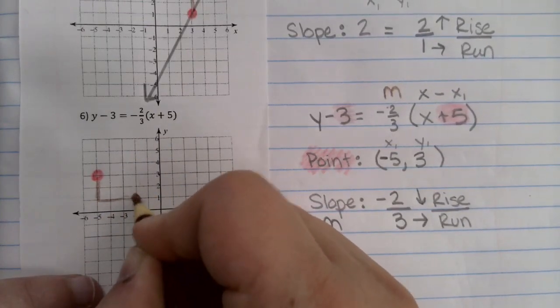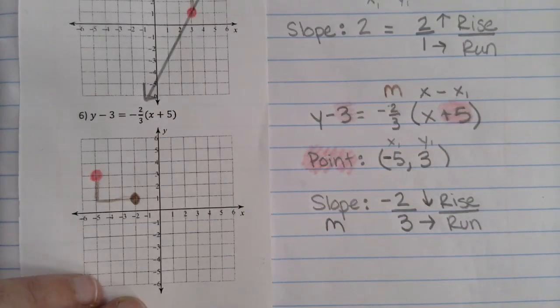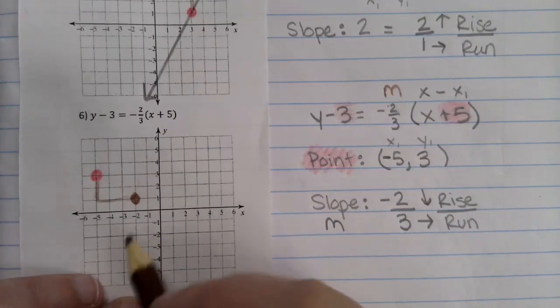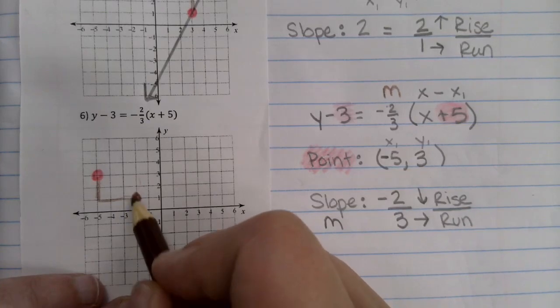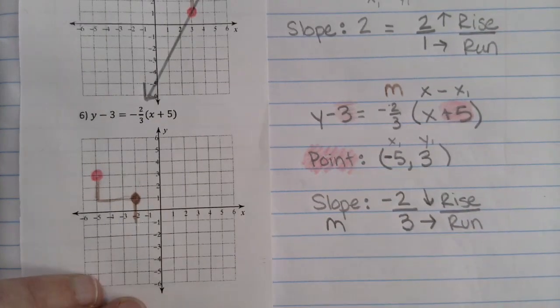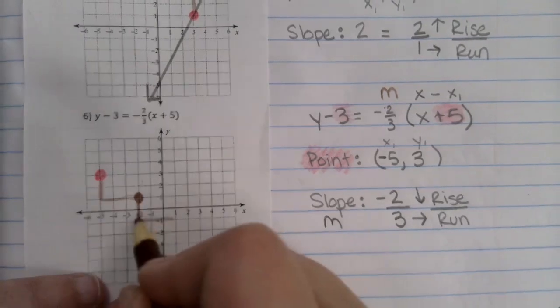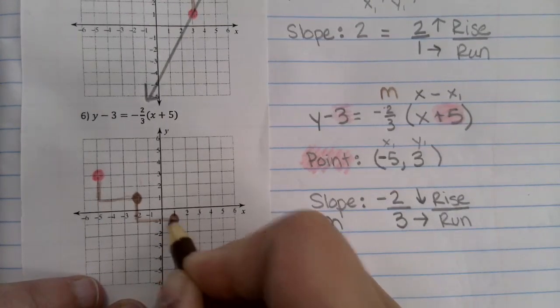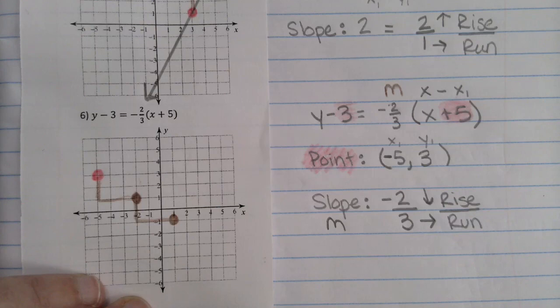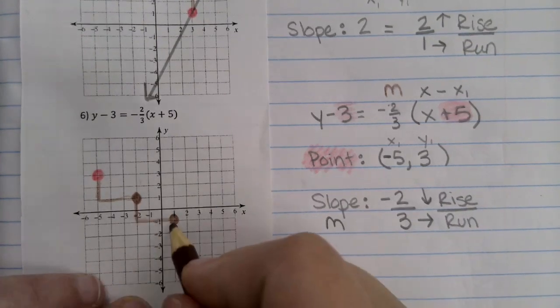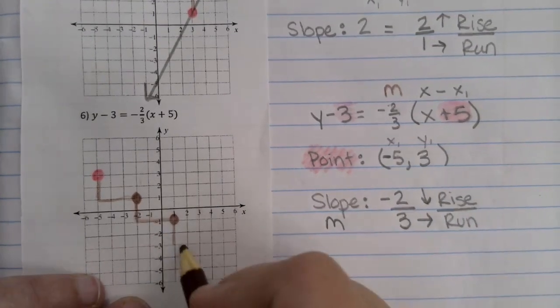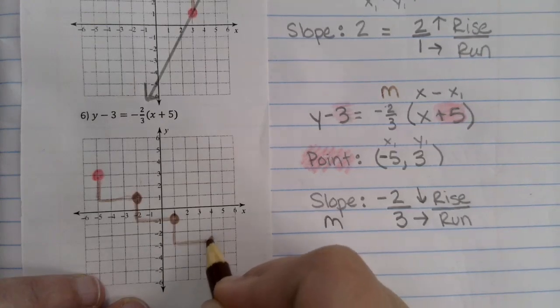I think it should be 4. Maybe 5. I don't know. And we can do that again and again to help us. We go down 2 over 3. Down 2 over 3. So just 4 points, right?